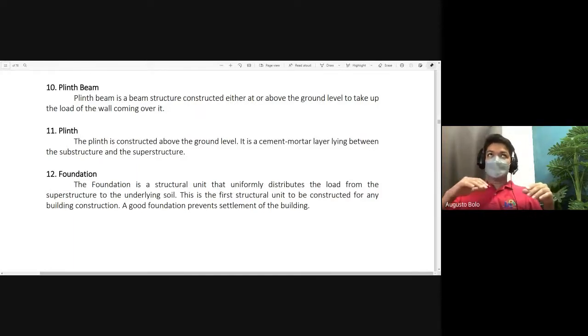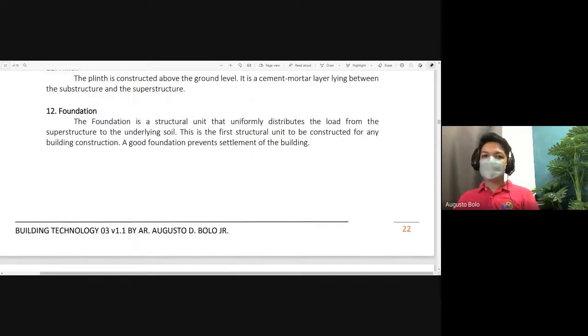It is somehow like a wall, reinforced concrete made of cement mortar layer and CHB, and then it's the plinth. Foundation. Who else? Evan.